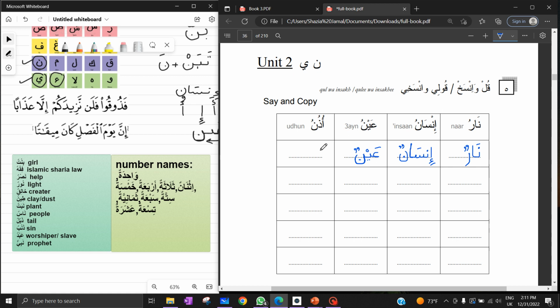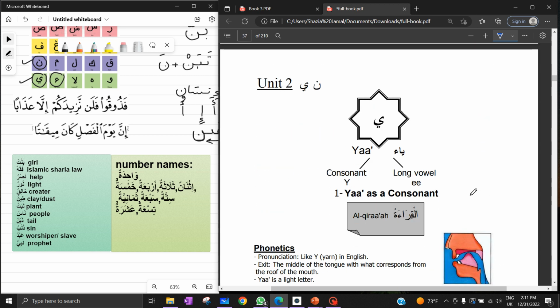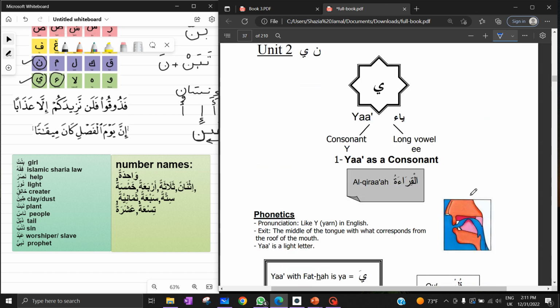Udhun. Udhun with the seat of Hamza, and when Hamza comes with a Dhamma, it is written above the seat, or that is the Alif with a Dhamma. U. The Dhamma is written above the line. Dhu with Hamza, and Noon is isolated with Tanween, Dhammatain. Udhunun. Udhunun. This is how you write these words. You can do it on your own. I will move quickly to the next letter, that is Ya.